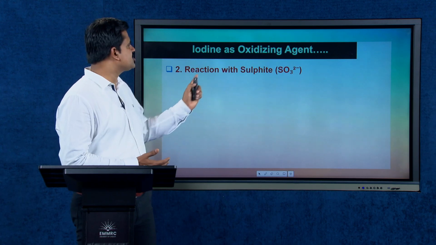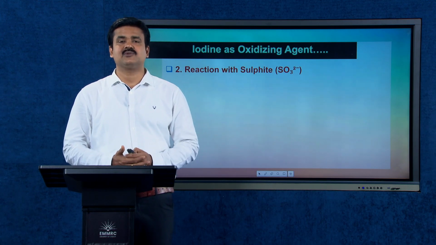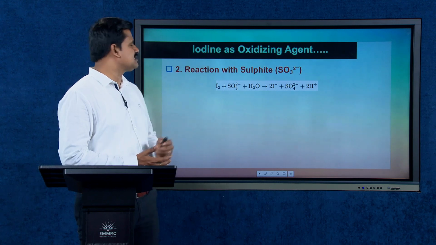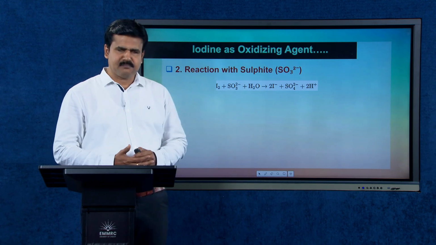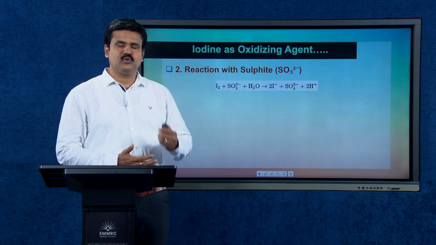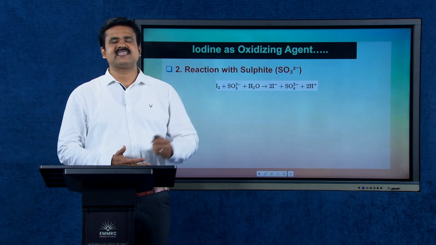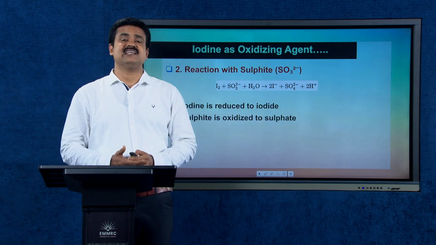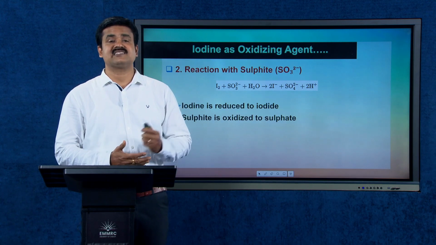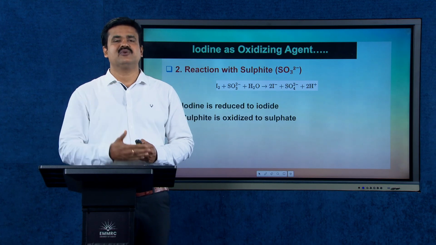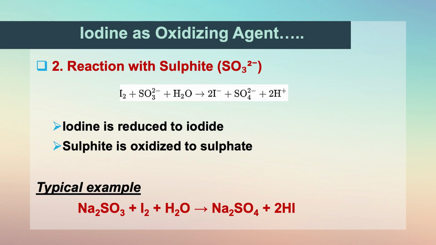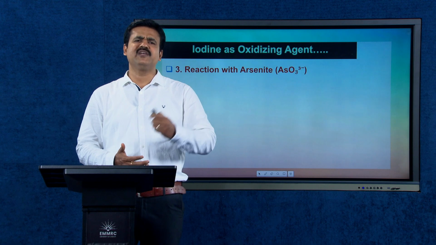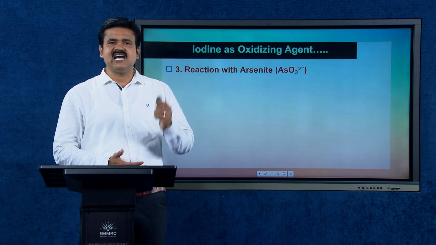Moving on to another reaction which shows the oxidizing capability of iodine. This is the reaction of iodine with sulfite, that is SO3 2-. This is the reaction: I2 plus SO3 2- plus water produces 2I- plus SO4 2- and 2H+ ions. In this reaction, it is very clear that iodine is reduced to I- or iodide. Sulfite, SO3 2-, is oxidized to SO4 2-, that is sulfate. That is, sulfite is oxidized by iodine to sulfate. This is a typical example: Na2SO3 plus iodine plus water produces Na2SO4 plus 2HI.